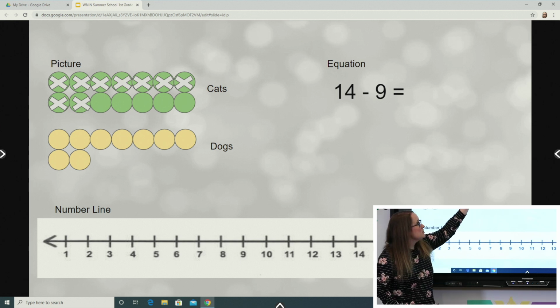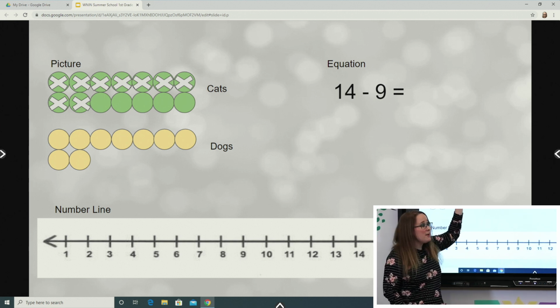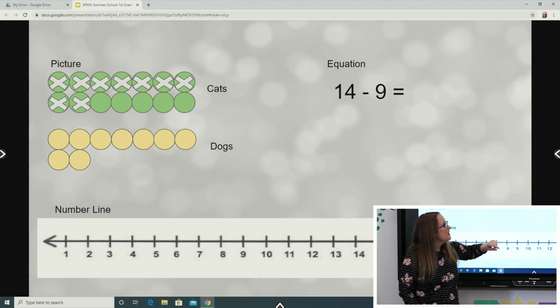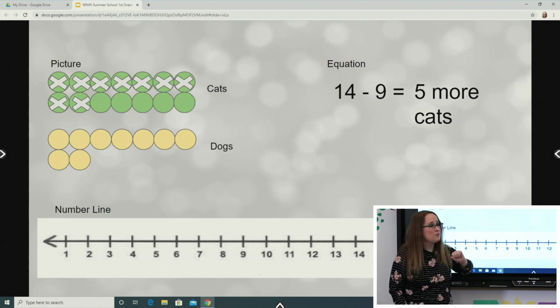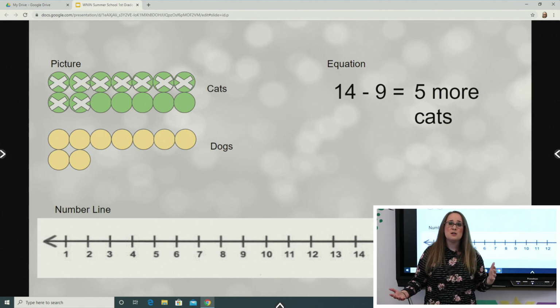We have 5 green circles left over because there were 5 more cats than dogs. And we should also end up with that for our equation. 5 more cats. Make sure you label it so we know what we're talking about with our story problem.